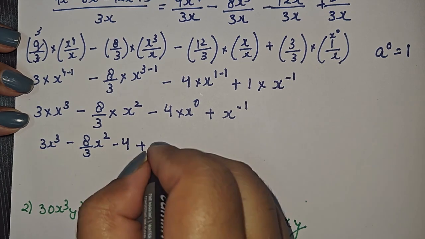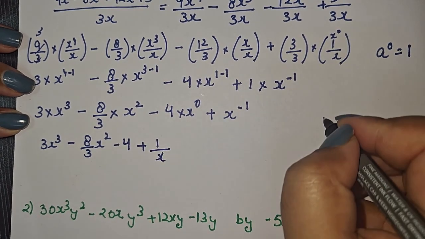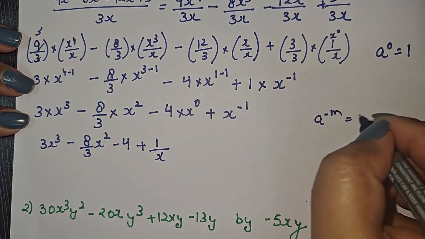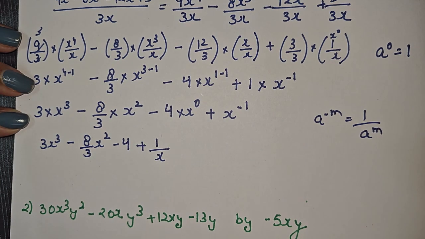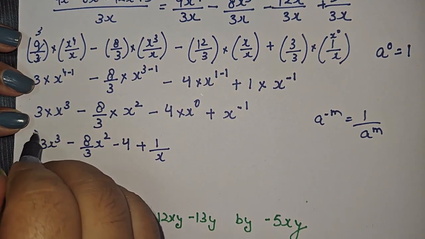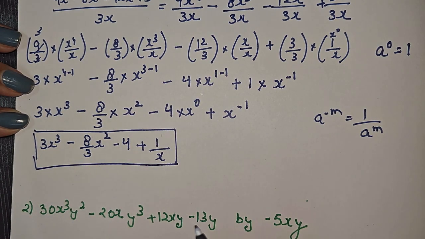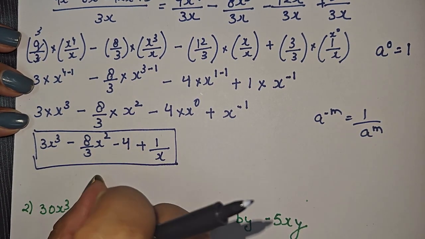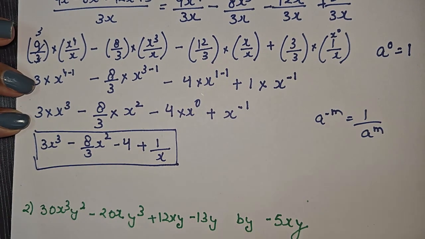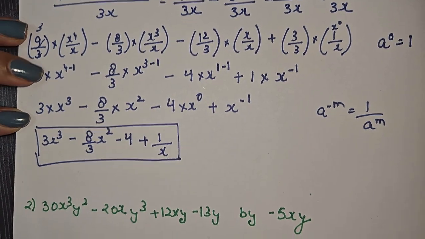plus this can be brought down as 1 by x, by the formula a to the power minus m is equal to 1 upon a to the power m. So this is your final answer. Hope you understood this and got this right. Let's move on to the next question.